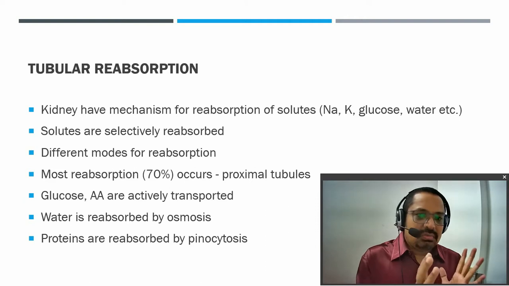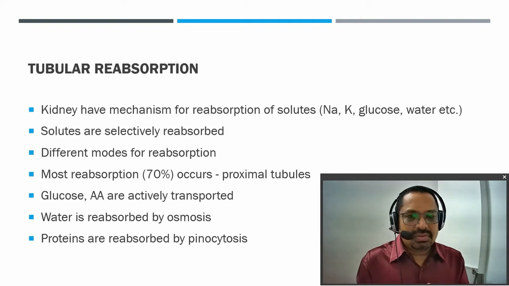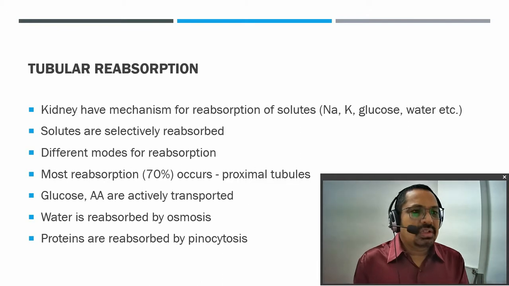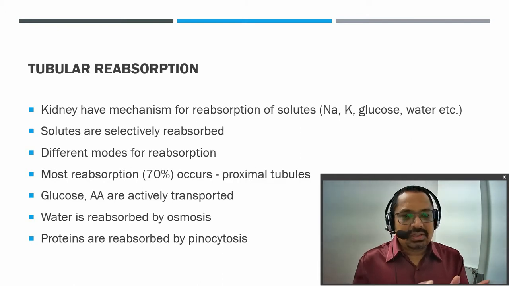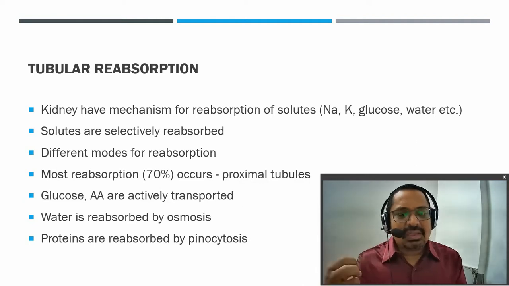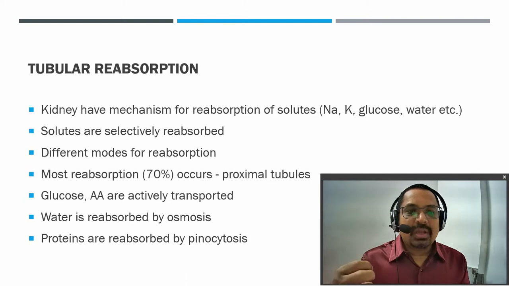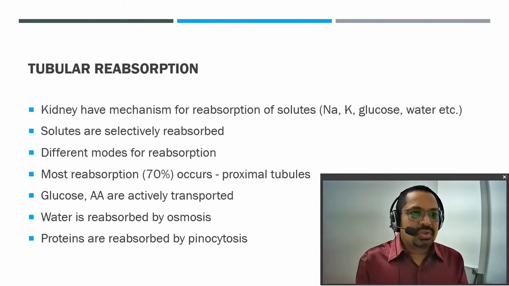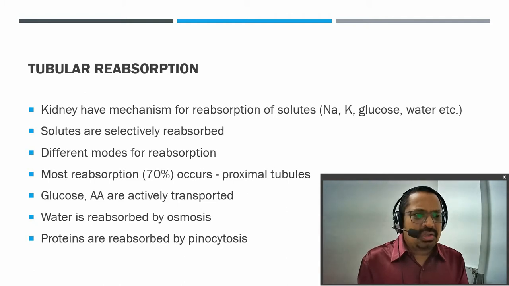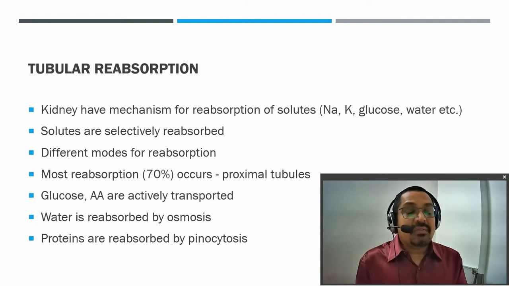This is how much we have discussed about the loop of Henle and osmolarity, in terms of how the drugs will work on that process. Now the next part is tubular reabsorption in the distal tubule and collecting ducts, where substances are taken up by the blood from the urine. The kidney has mechanisms for the reabsorption of sodium, potassium, glucose, amino acids, and water, but these mechanisms are very selective.